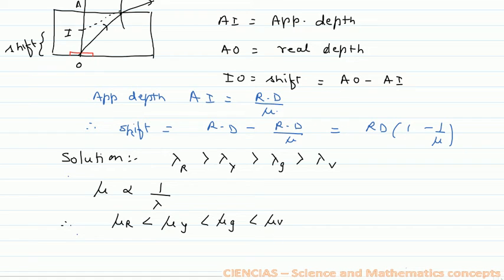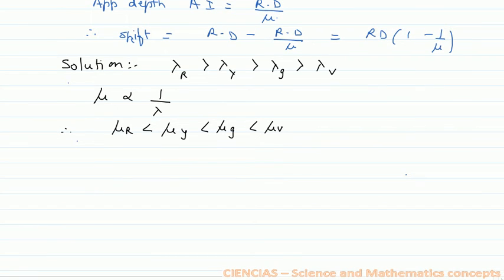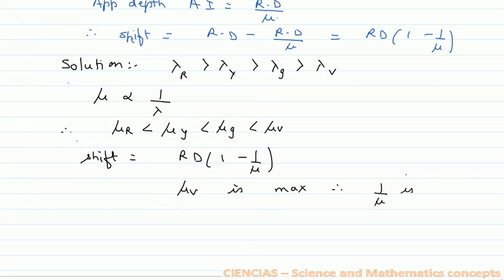Since refractive index of violet color is maximum and shift is equal to real depth into 1 minus 1 upon mu. So if mu is minimum, then we have to subtract maximum. But if mu is maximum, then we have to subtract minimum. So mu is maximum for mu v. Therefore, 1 upon mu is minimum. Therefore, shift is maximum.